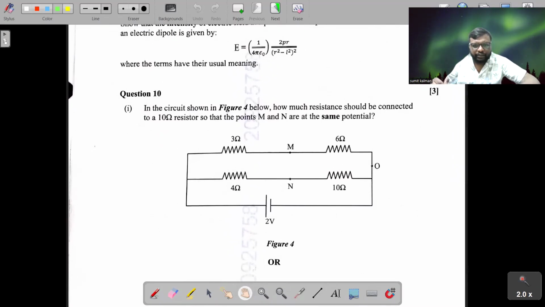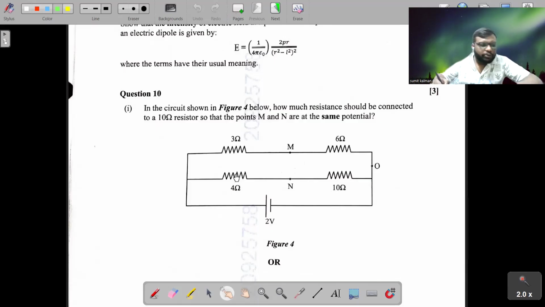You can just see this question. First part, in the circuit shown in figure 4 below, there is a circuit. How much resistance should be connected to a 10 ohm resistor so that the points M and N, they are at the same potential? So students, in this problem, we have to show how much resistance should be connected to 10 ohm resistor so that the points M and N are at the same potential. So students, we will solve this problem.